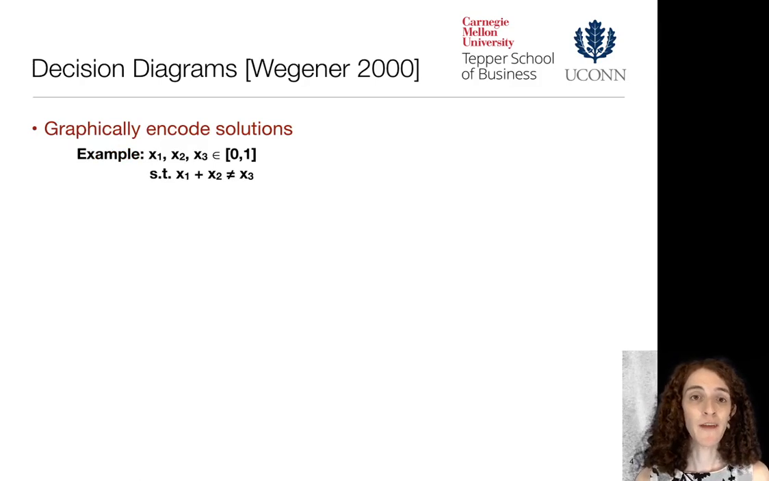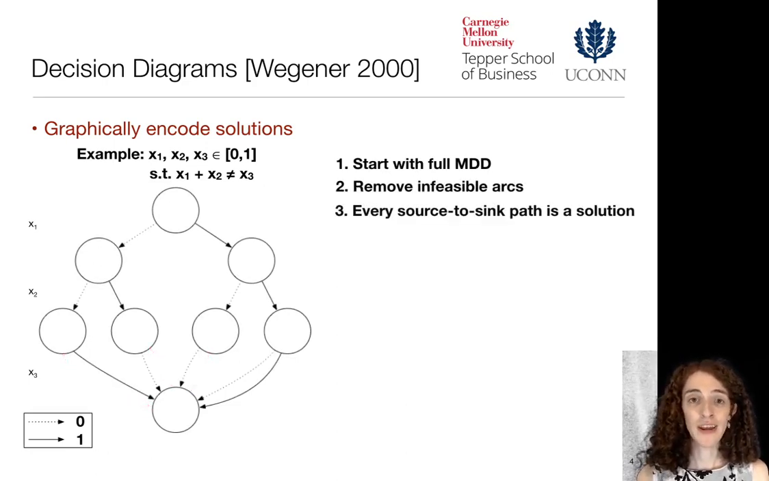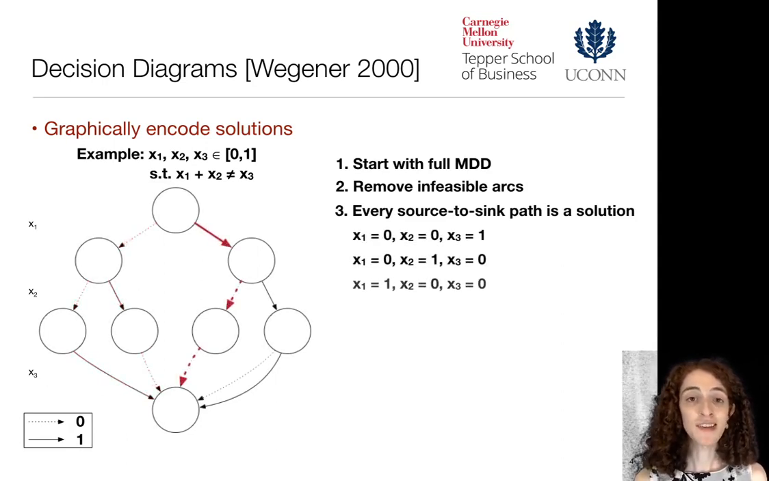Decision diagrams are a way of graphically encoding all solutions for a set of constraints. If you start with the full MDD for your variable set, and remove any arcs that would be infeasible for your constraints, then what you're left with is a graph where every path from the source to the sink is a solution to your problem.